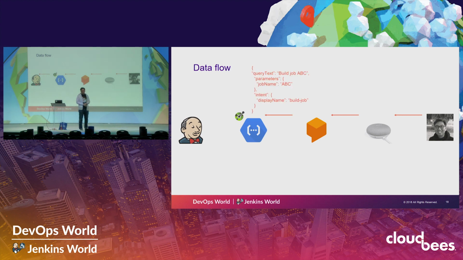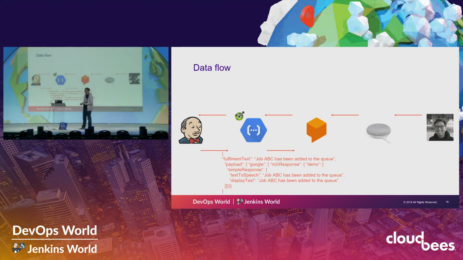And then the middleware through Cloud Functions essentially sends an HTTP POST to /job/job_name/build. So this is just a simple example. Jenkins then responds with 200 OK. And then it responds with a payload saying this is a text-to-speech response, and the text is job ABC has been added to the queue.